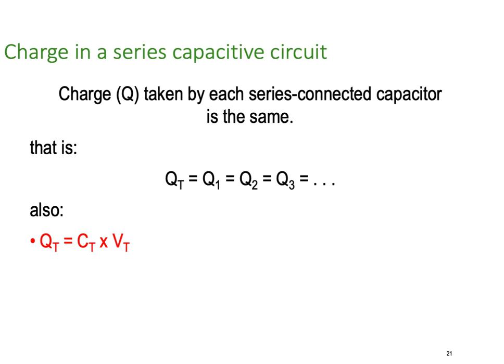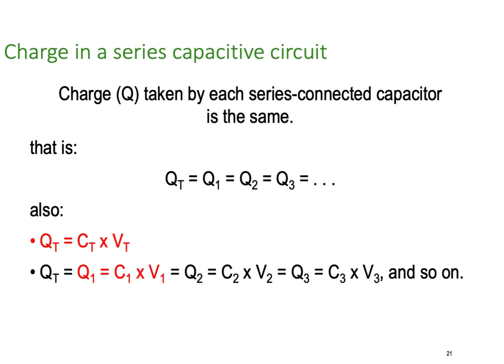Also, Q total equals C total multiplied by V total. So if you know what C total and V total are, you can work out Q total, which is how we normally do it. That's why I put it in red. So again, Q total can be Q1, which is C1 times V1, or Q2, which is C2 times V2, et cetera, and so on. It doesn't matter which Q you use. The Q is the Q is the Q in a series capacitive circuit.